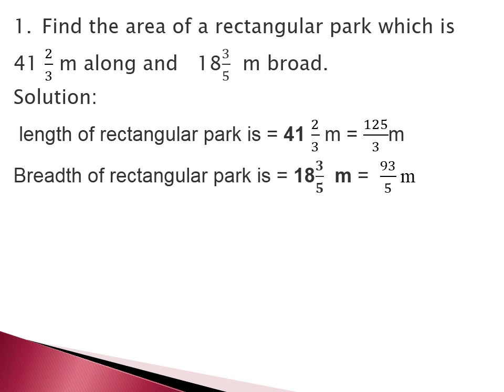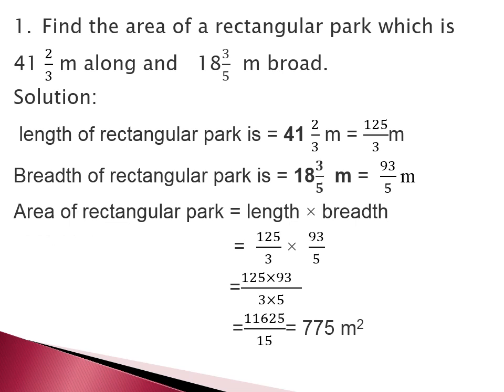What is asked in the question? Area. So the area of the rectangular park means the area of the rectangle itself, that is length into breadth. So we are substituting the values, that is 125 by 3 into 93 by 5. Now we take the product and simplify. You are going to get 775 meter square. In the question, length and breadth are given and area is asked, so it is the normal formula only. Since it is a product of two fractions, we have to follow the rule, that is numerator into numerator by denominator into denominator. So the answer is 775 meter square.